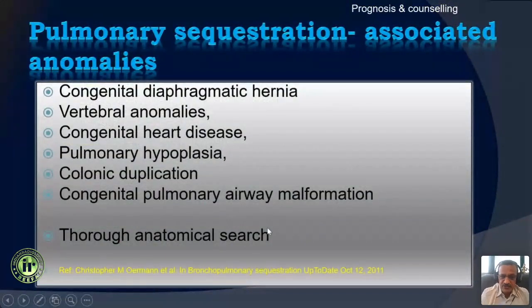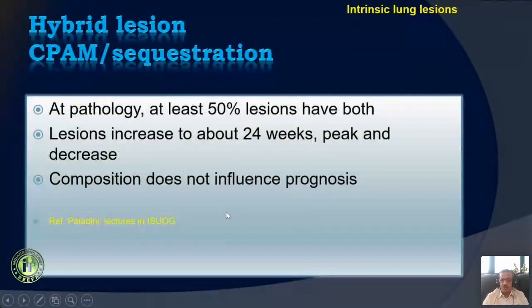With sequestration, we can have other anomalies like diaphragmatic hernia, vertebral anomalies, congenital heart disease, pulmonary hypoplasia, and of course colonic duplication, etc. Therefore, a thorough search is very often required. As I said, almost 50% of these lesions could be hybrid, and it is very difficult to differentiate between the two at this time.